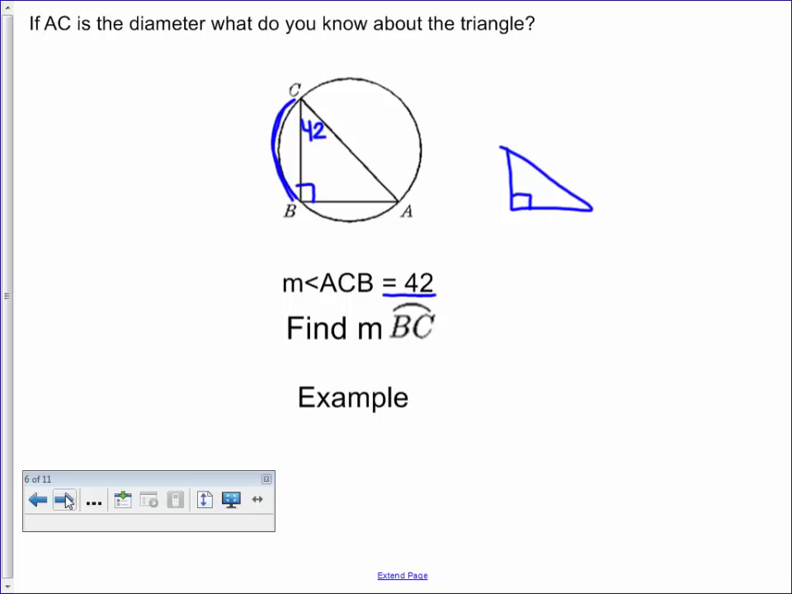So what I would think to do is find this other angle A, because A opens up to that arc. Using my triangle with 180, we subtract from 180 the 90 and the 42, and we get this angle to be 48. So 48 times 2 to get to the outside of the circle gives us 96. So this is 96.